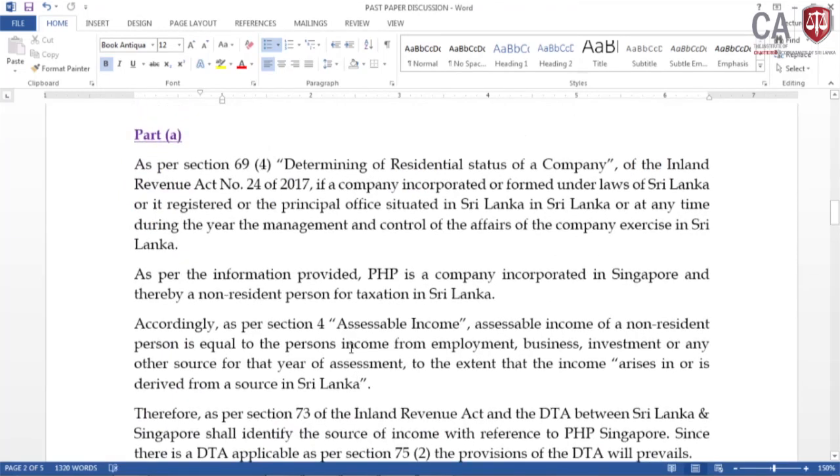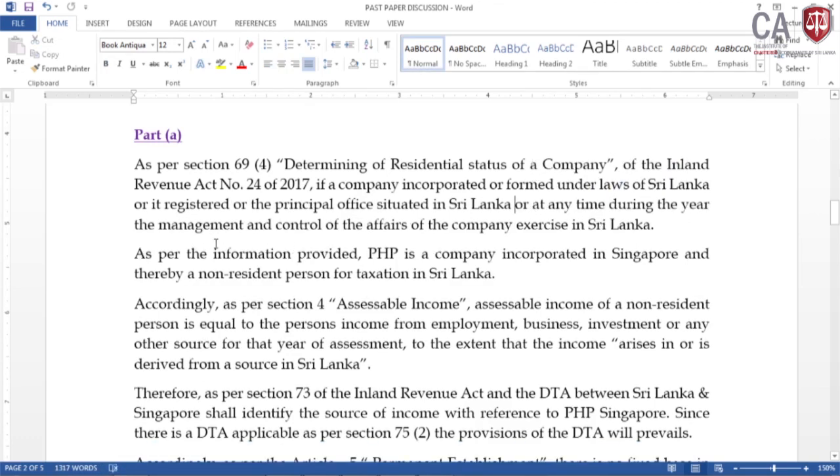Part A, as per section 69 subsection 4, determining the residential status of a company under the Inland Revenue Act number 24 of 2017: if a company is incorporated or formed under the laws of Sri Lanka, or its registered or principal office is situated in Sri Lanka, or at any time during the year the management and control of the affairs of the company is exercised in Sri Lanka, it is considered a resident company. Now, this is the theory part.